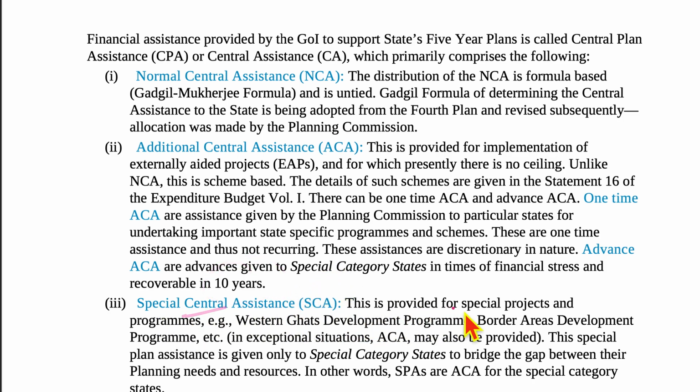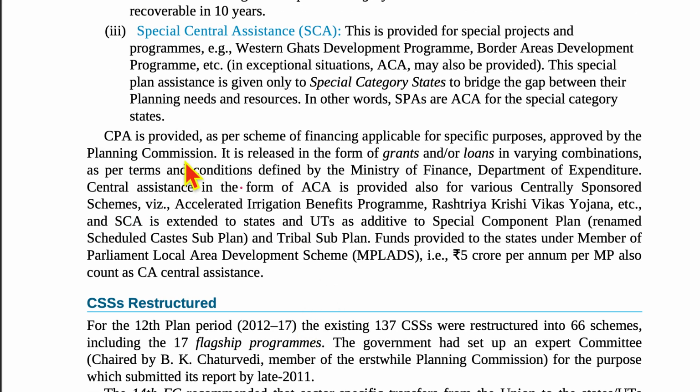Special central assistance. This is provided for special projects and programs, for example Western Ghat Development Program, Border Area Development Program, etc. In exceptional situations, ACA may also be provided. This special plan assistance is given only to special category states to bridge the gap between their planning needs and resources. In other words, SPAs are ACAs for special category states. Now, CPA is provided as per the scheme of financing applicable for the specified purpose approved by the Planning Commission. It is released in the form of grants or loans in varying combinations as per the terms and conditions defined by the Ministry of Finance, Department of Expenditure.